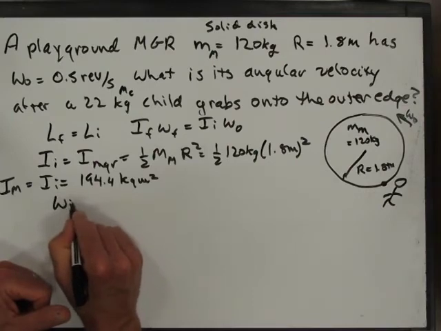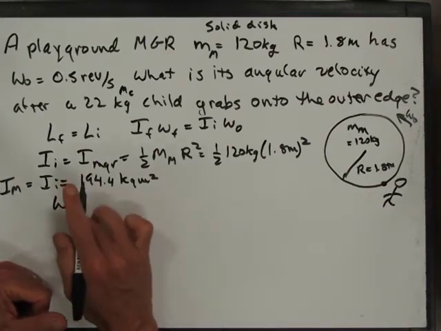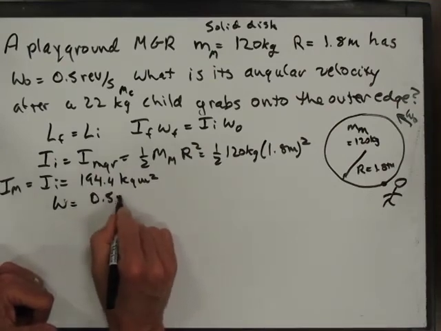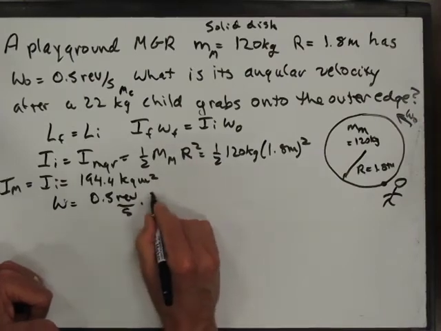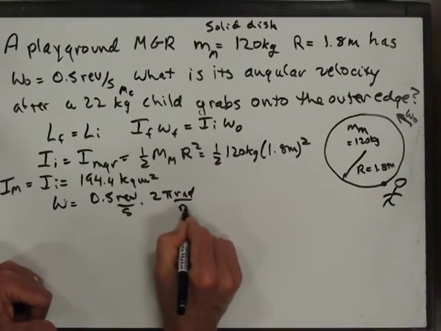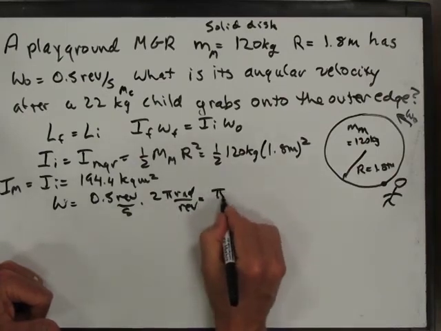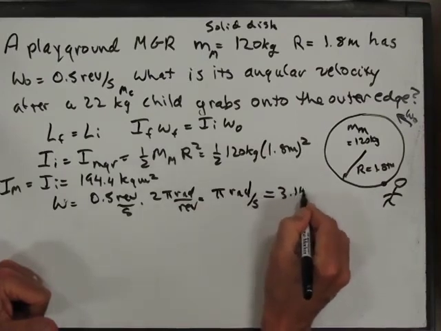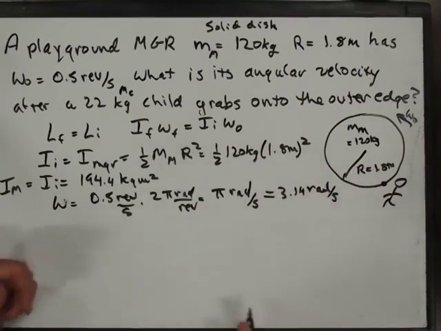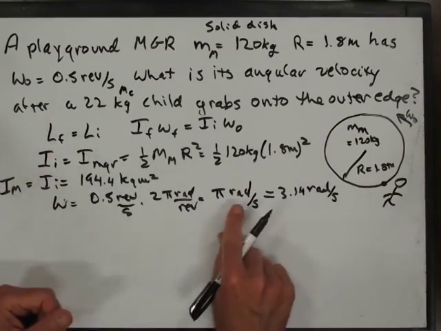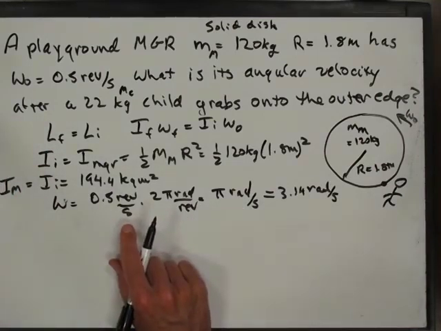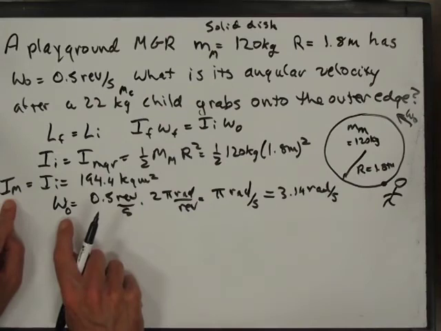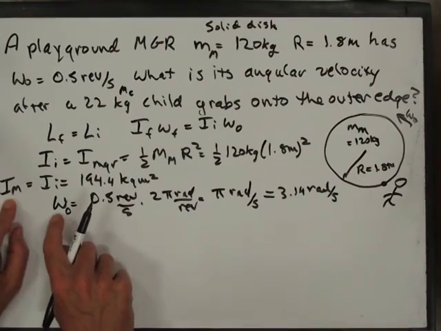Omega initial, omega naught, is just equal to 0.5 revolutions per second. If I multiply that by 2 pi radians per rev, that's just pi radians per second, or we could say 3.14 radians per second. If we want to get our answers in radians per second. We could have left it in just revolutions per second if we wanted to. And so this is omega naught. And so this is the initial rotational inertia. This is the initial angular velocity.